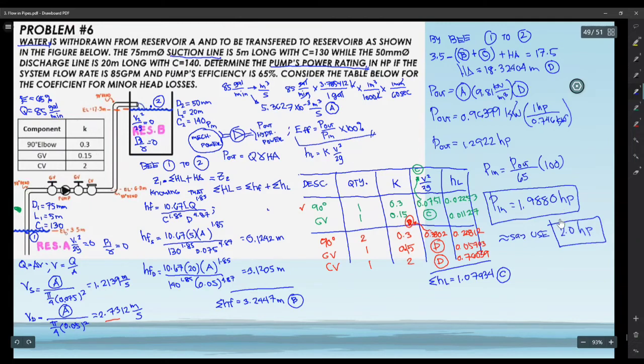So laging round up. And hindi ka magra-round up dito sa hydraulic power. Hindi naman siya economical dito, ma-over-design ka naman. Masyadong malaki naman yung magiging power rating ng pump if dito pa lang sa output ay magra-round up ka na. So, laging rounding up is pagdating niya sa input power, or doon sa mechanical or electrical power. Okay? So, that ends our problem for this problem number 6.